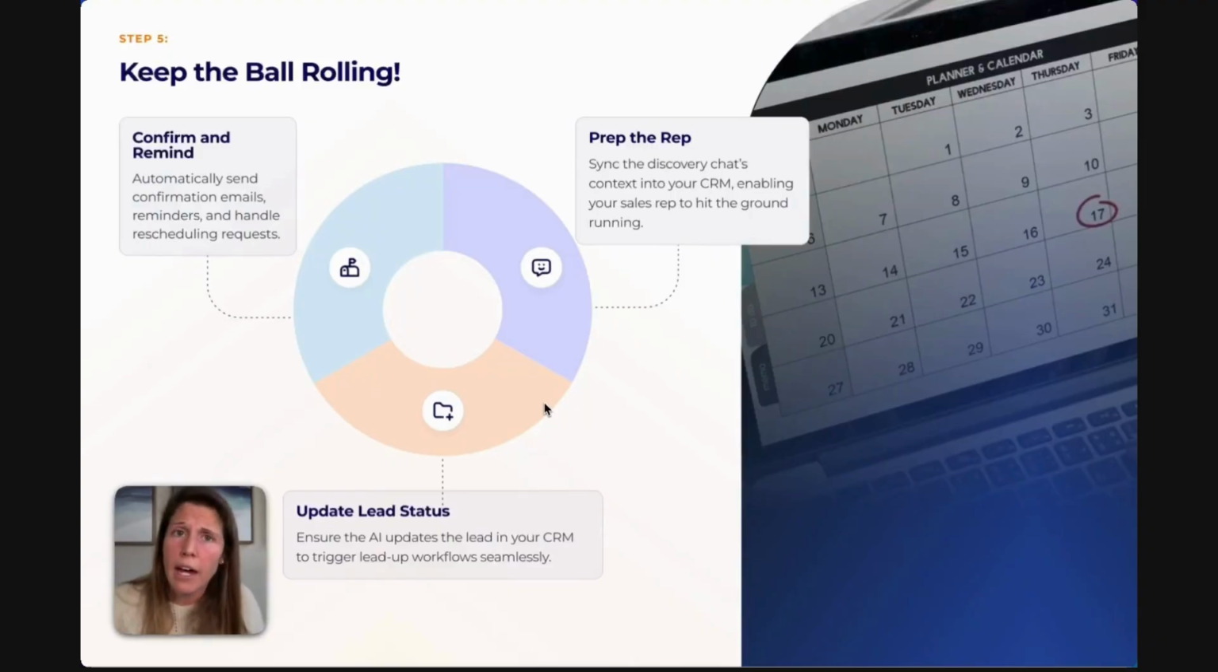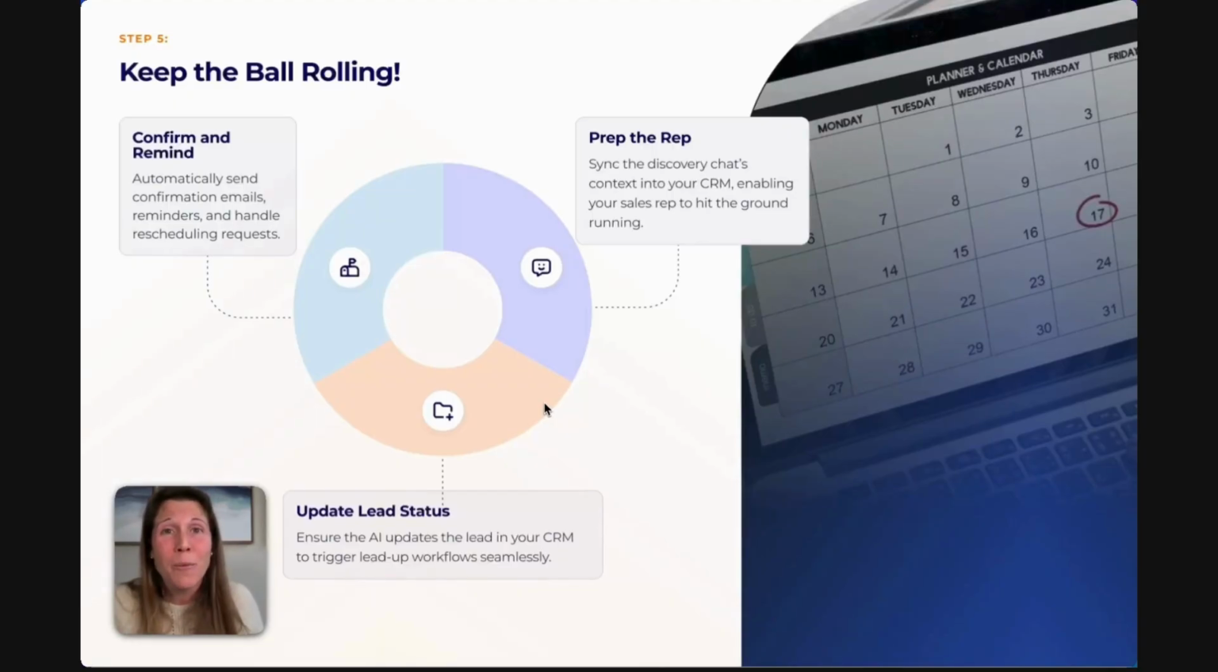So we want the AI confirming and reminding them of the appointment. We want it uploading that conversation that it just had to the rep or the closer that it's sending this person onto. We want it to potentially update the lead status in the CRM so that other automations can now kick off. So those are kind of the best-in-class principles and practices as you're going to set this up.